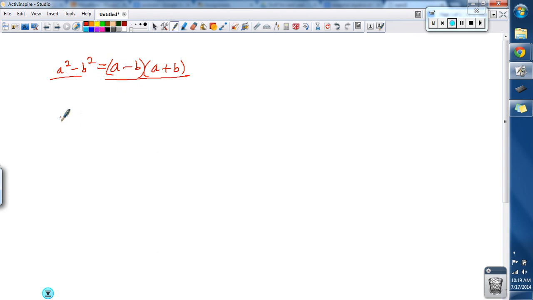So let's look at an example here. We've got x squared minus 4. So in this case, a equals x and b equals 2, not negative 2 or 4. Notice that this negative sign is outside of the b squared. I don't take that with the b when I'm looking at things. So the correct factoring for this would be a minus 2 times a plus 2.